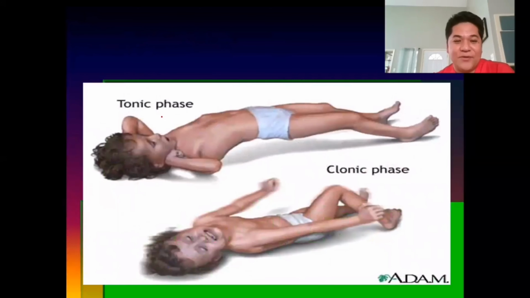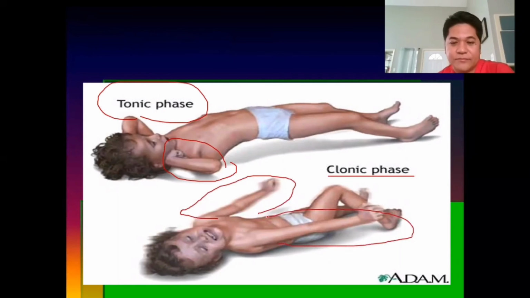Just kidding. Okay, so this is an example of the tonic phase, wherein there is corticate posturing, and the clonic phase would have decerebrate posturing. That's the clonic phase.